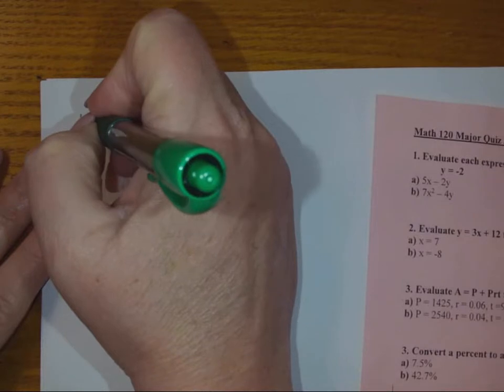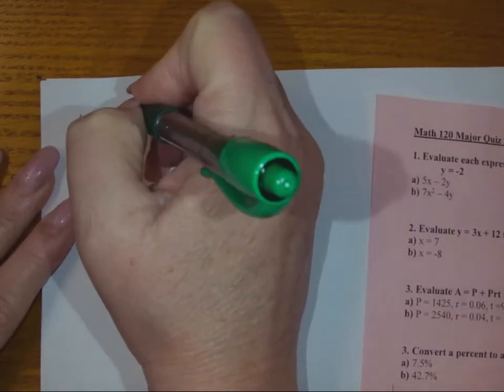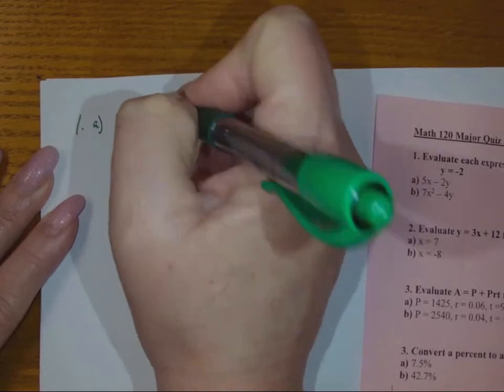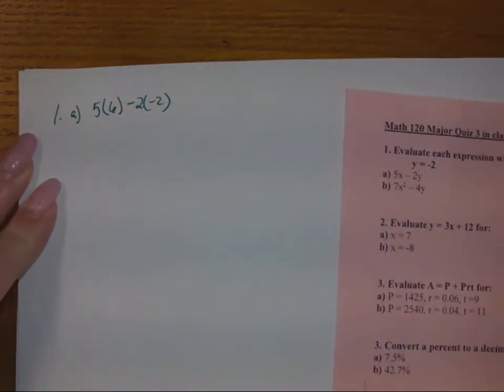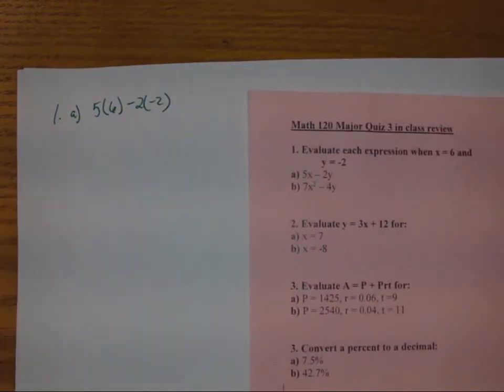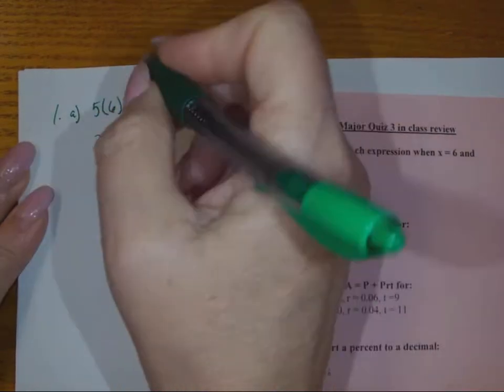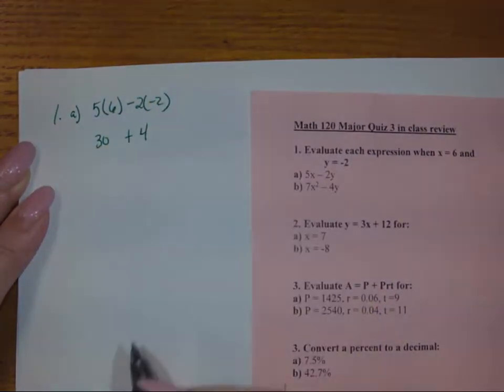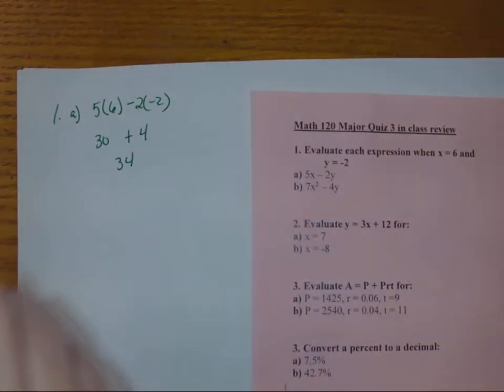So for part A, we have 5 times 6 minus 2 times -2, because we're plugging in 6 and -2. 5 times 6 is 30. -2 times -2 would be +4, so 30 plus 4 is 34.